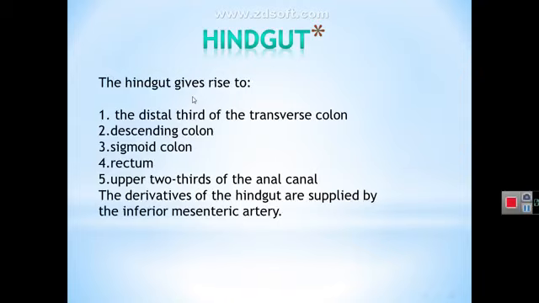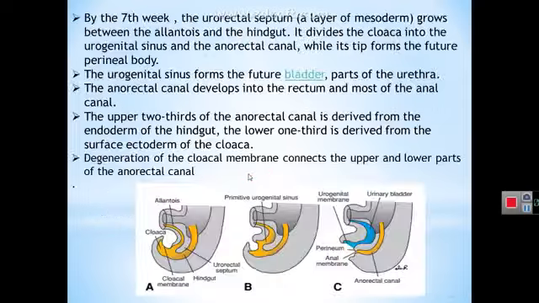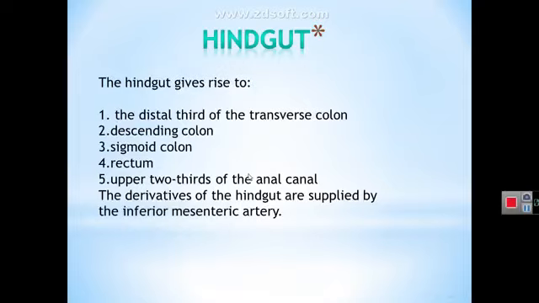Hindgut gives rise to the distal third of the transverse colon, descending colon, sigmoid colon, rectum, and upper 2/3 of the anal canal. The endoderm of the hindgut also forms the internal lining of the bladder and urethra.